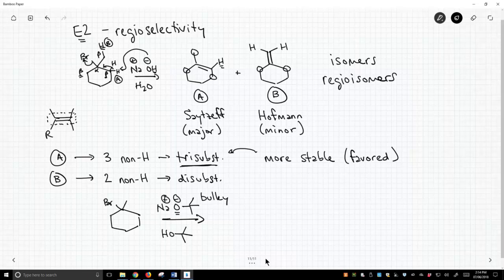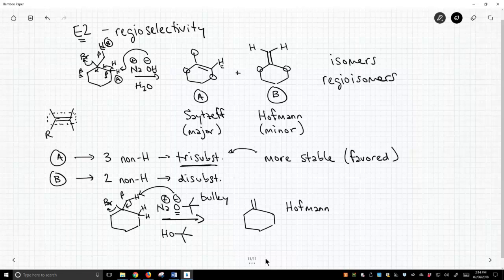This makes our base very hindered, and our base actually has a hard time attacking that more crowded hydrogen. So it goes after the less highly substituted hydrogen, the less hindered beta hydrogen. We kick out the bromide, and we observe as the major product the Hofmann product.